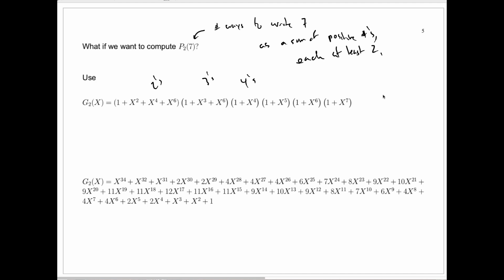How many ways are there to write 7 as a sum of positive integers, each of which is at least 2? We look at the coefficient on x to the 7th, which is 4. p sub 2 of 7 equals 4. And here it's very easy to write down all the ways of writing 7 as a sum of numbers, each of which is at least 2. You could write 2 plus 5. You could write 2 plus 2 plus 3. You could write 3 plus 4. And the one we haven't done yet here is 7.